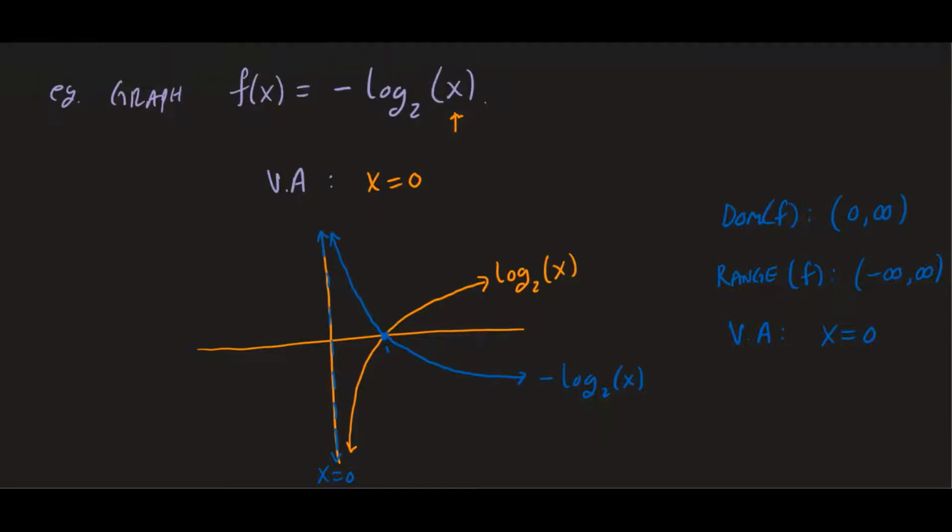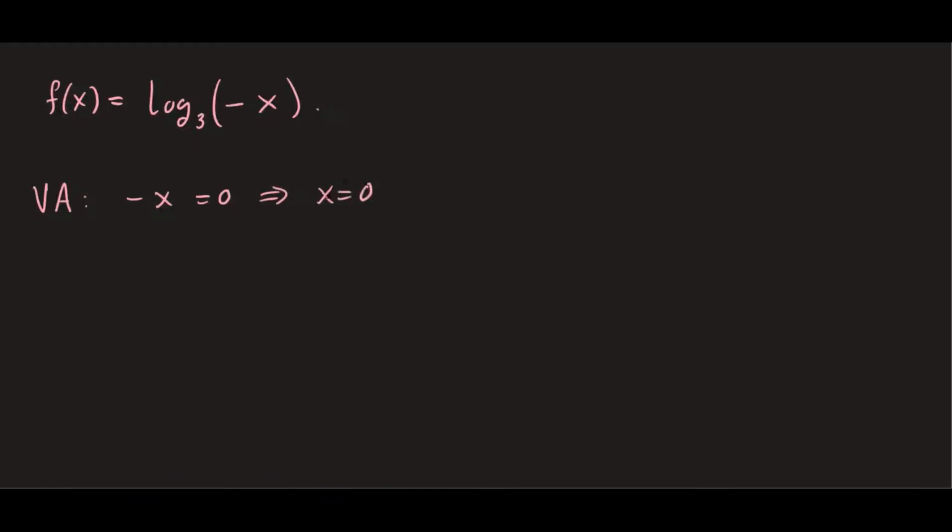Now let's go ahead and do another example. Let's again use transformation of functions to graph, say, f of x is equal to log base 3 of negative x. First thing you want to do is again find the asymptote. So we have a vertical asymptote. You take what's inside the logarithm and set it equal to 0. So we have negative x is equal to 0, which simply means x is equal to 0. That's our vertical asymptote. And then from the sketch, we'll figure out the domain and range.